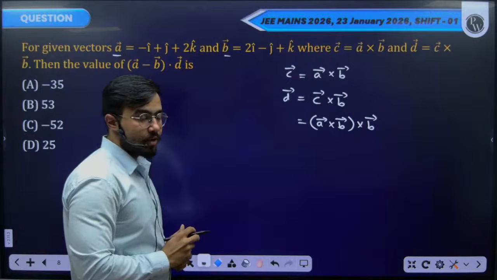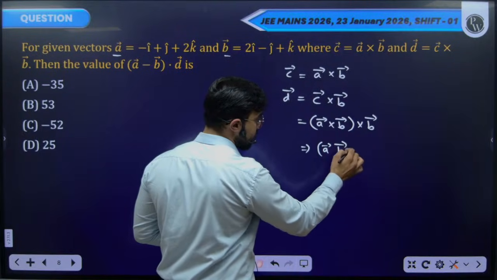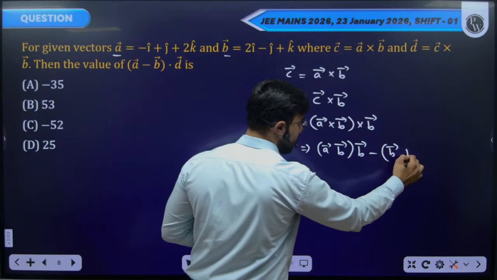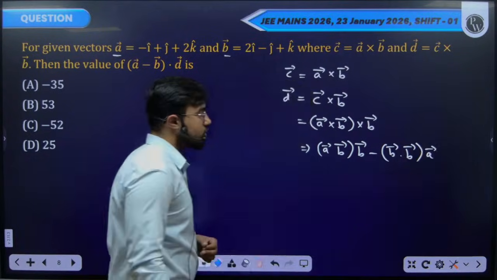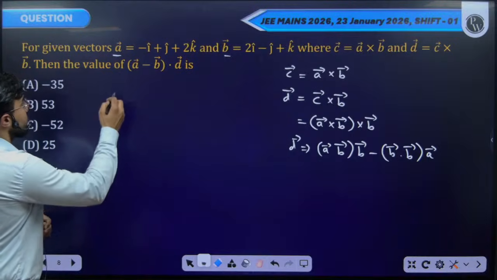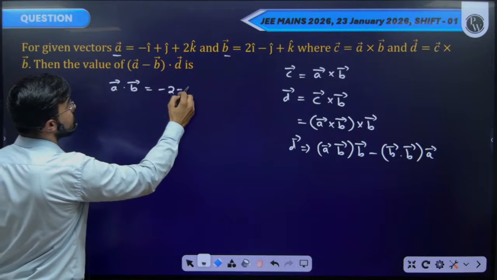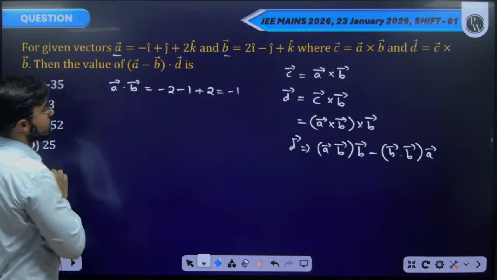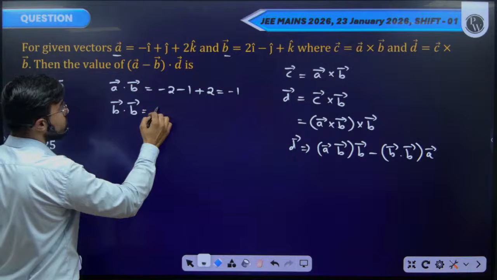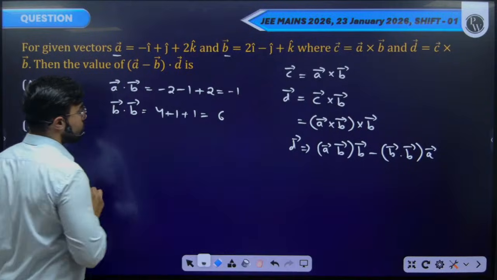You can use the property of vector triple product. So the property of vector triple product is what? A dot B times B vector minus B dot B times A vector. So this property you can use to find out D, right? So what is A dot B? First find out A dot B. So A dot B is minus 2 minus 1 plus 2. This is minus 1. And what is B dot B? B dot B is 4 plus 1 plus 1. So this is 6.